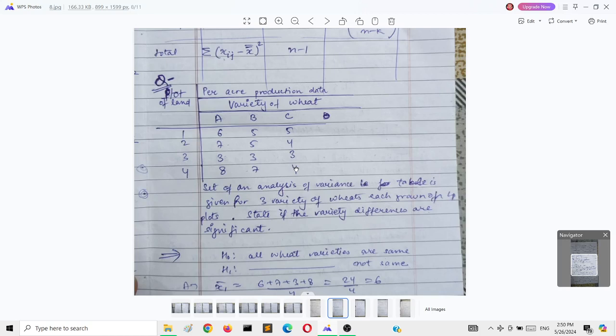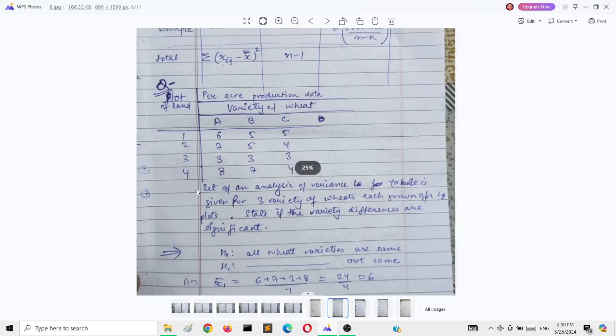That is, for A in the land 1 you have 6. For the B in the land 1 you have 5. For C in the land 1 you have 5. So this is your production, right? So what you are actually having is 3 varieties and 4 plots of land.